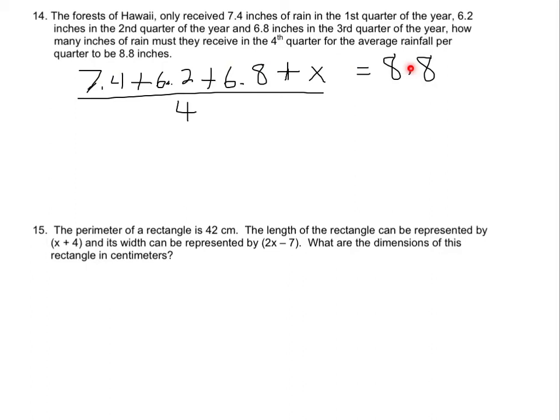Alright, so I'm going to go ahead and add the numerator. So we have 7.4, 6.2, and 6.8. This is going to give me 13 plus 7.4 is 20.4. So I have 20.4. And then I still have this x, so I have to add that with it. So plus x, divided by 4 equals 8.8.